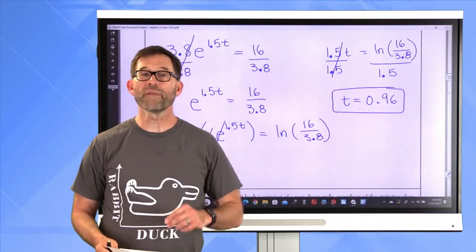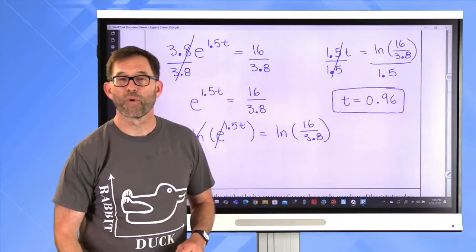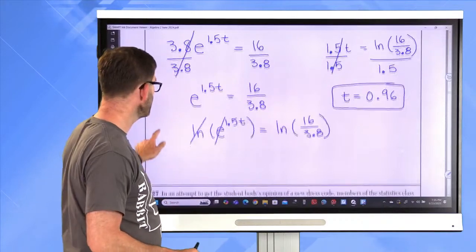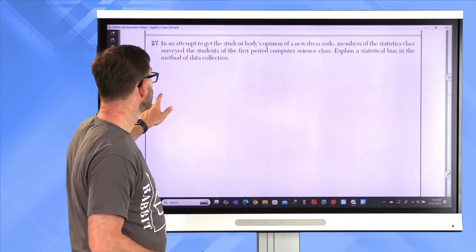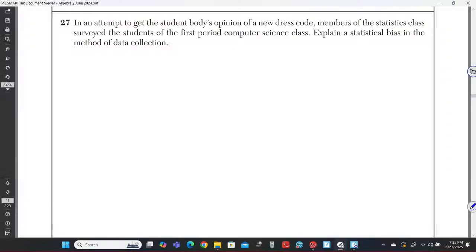Oh, we have another one on this page. It's very rare that they put more than one free response problem on a page, but here we go. Let's take a look at 27. In an attempt to get the student body opinion of a new dress code, members of the statistics class surveyed the students of the first period computer science class. Explain statistical bias in the method of data collection.